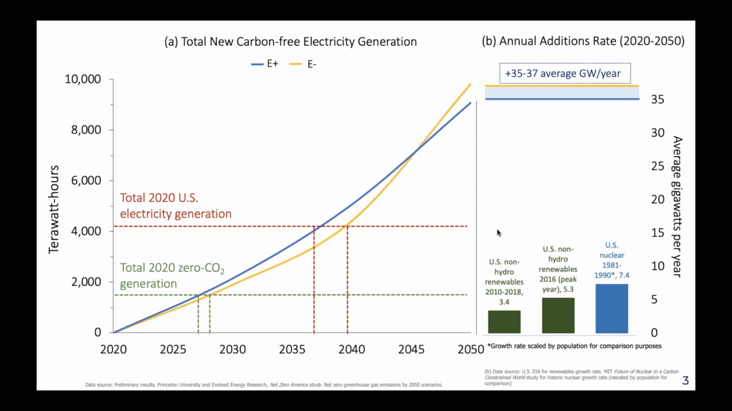So we still need to be going about 5 times faster than the population adjusted, sustained rate of growth of US nuclear power plants in the 1980s to 1990. So this is a really substantial acceleration in the rate of clean energy additions.